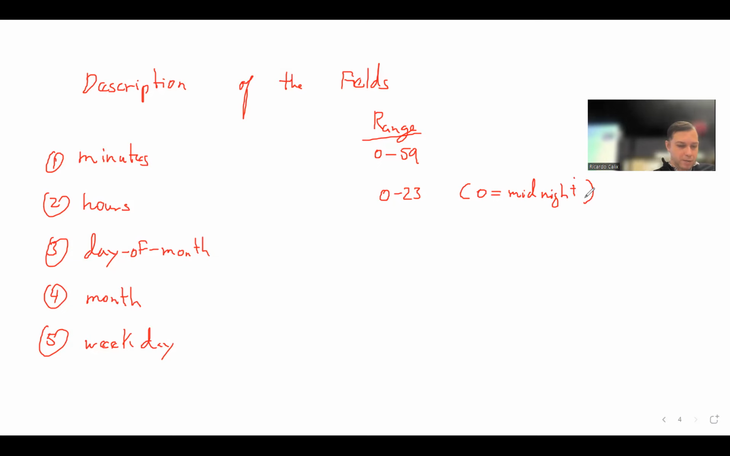Numeric day of the month would be from 1 to 31. Month of the year is 1 to 12. Notice that this is not consistent, right? So some start at 0, others start at 1. So just keep that in mind. All right. And then weekday is 0 to 6, where 0 would be Sunday. So 0 is Sunday.